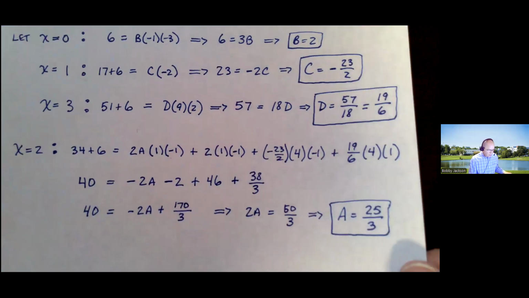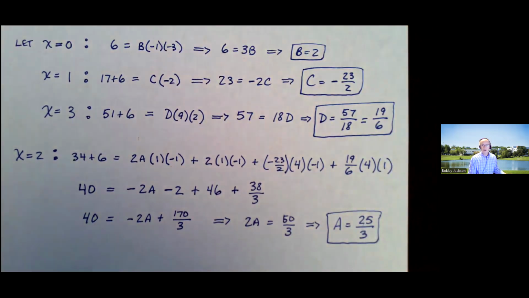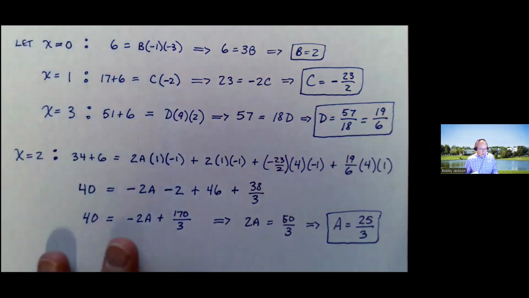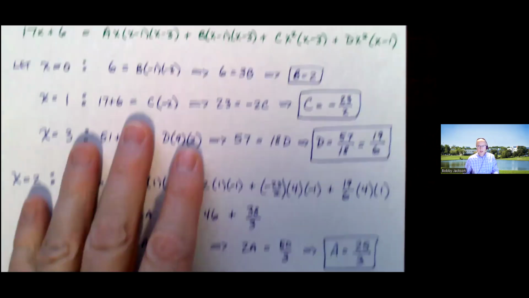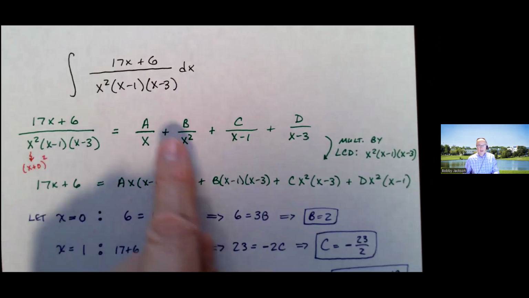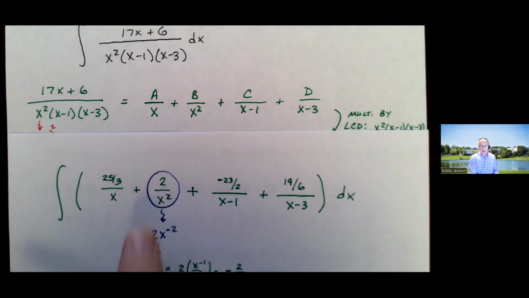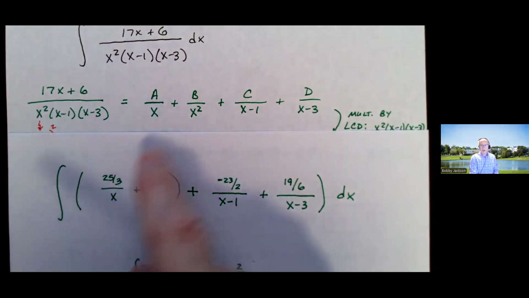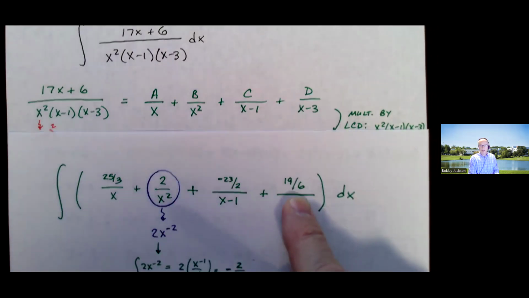Okay, so all this work, and how much calculus have we done? Zero, right? This is all precalculus. But now I know the partial fraction decomposition. I take these values of A, B, C, and D and replace them here, here, here, and here. And when I integrate this, I'm now integrating those things. And I've done that here, right? A was 25 thirds, B was 2, C was -23 halves, and D was 19/6.